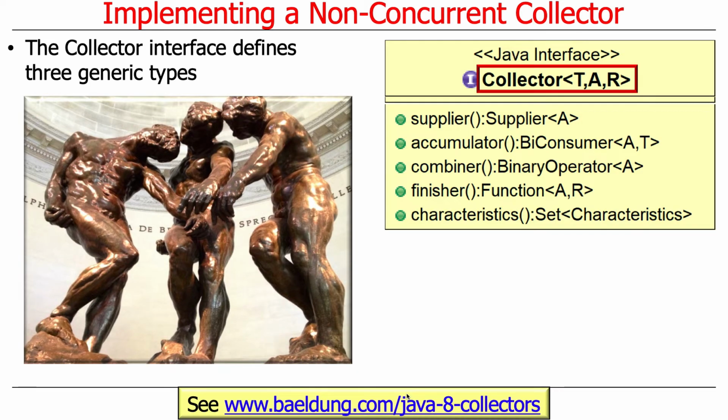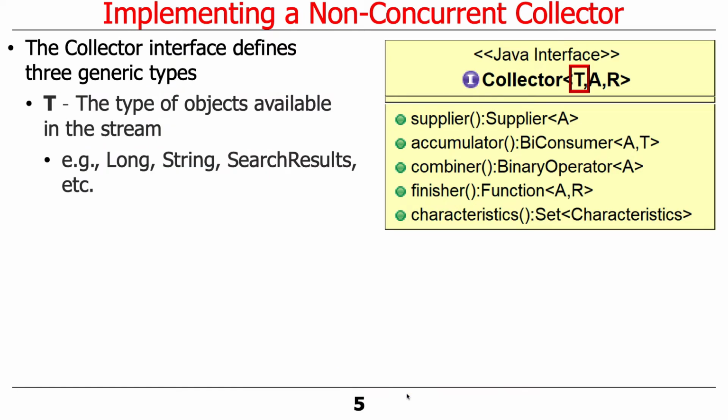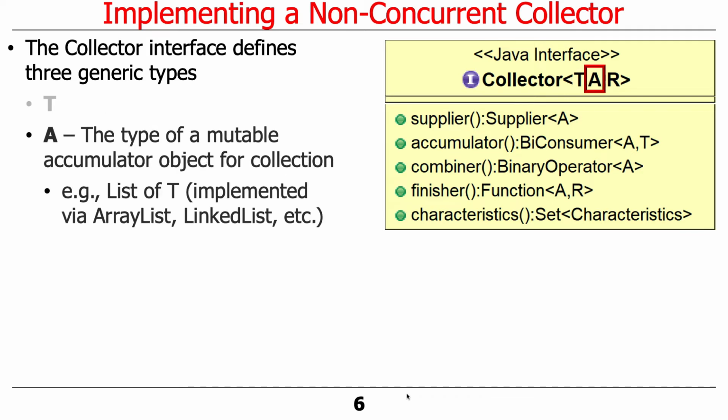The collector interface itself is a generic interface that defines 3 generic types. So if you take a look at the documentation, you can see it has 3 generic parameters, T, A, and R. And T is the type of object or elements that are available in the stream. So it could be long, could be string, could be search results, could be a list of search results. There's a bunch of different things you can have as T.